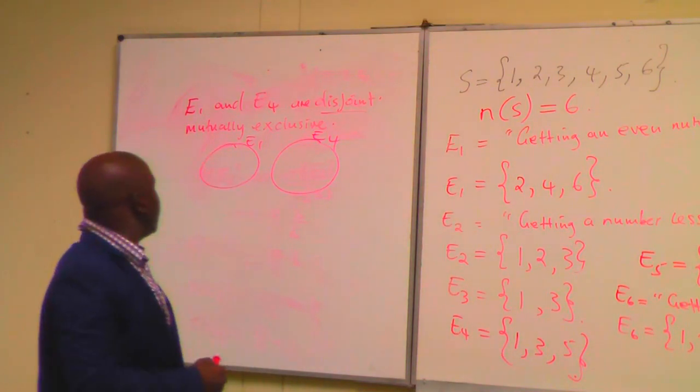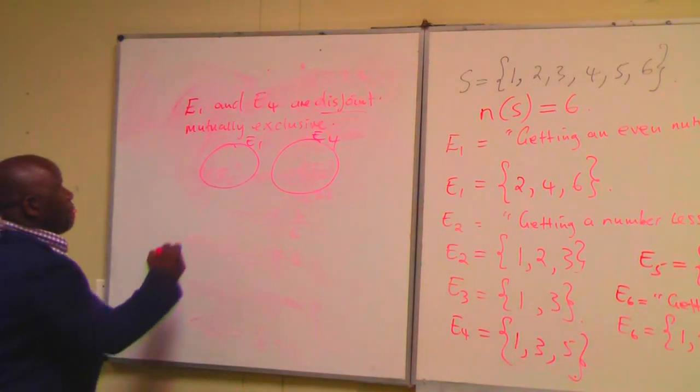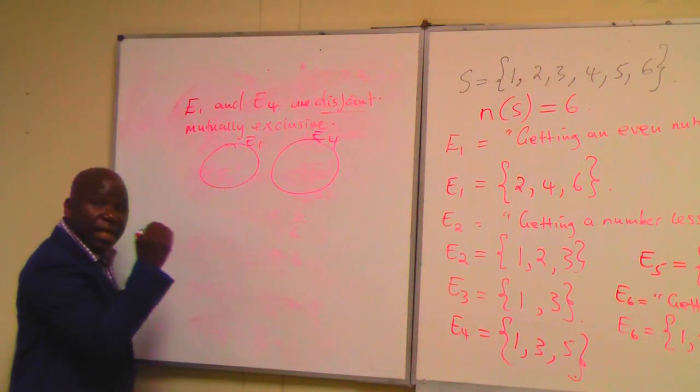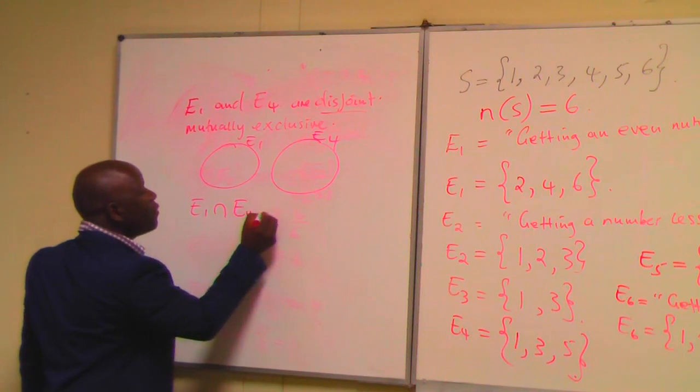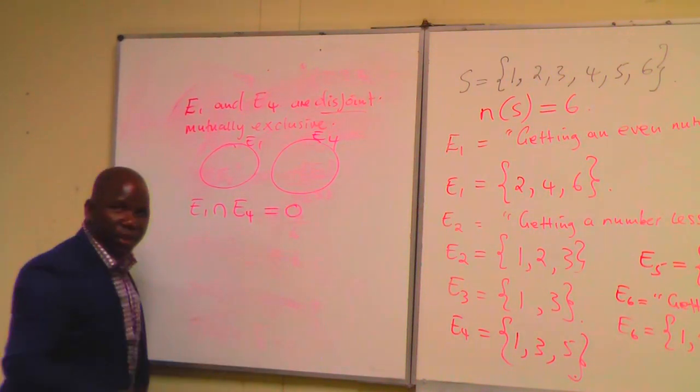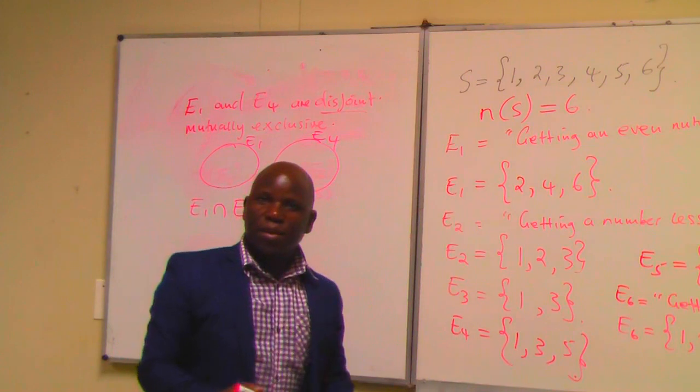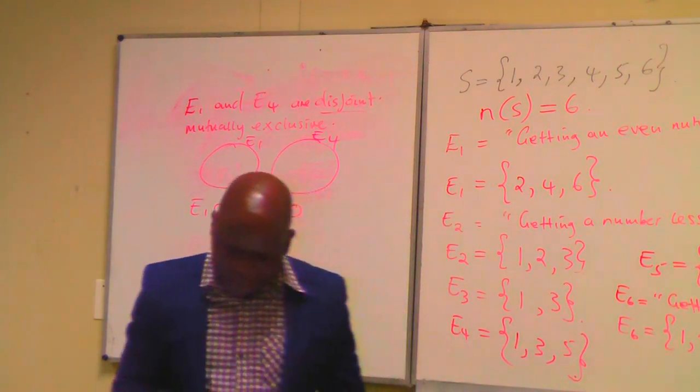Now, what do we know if events are mutually exclusive? It means their intersection is 0. E1 intersection E4 is equal to 0. This is very, very important. The intersection of E1 and E4, there is nothing in the intersection.